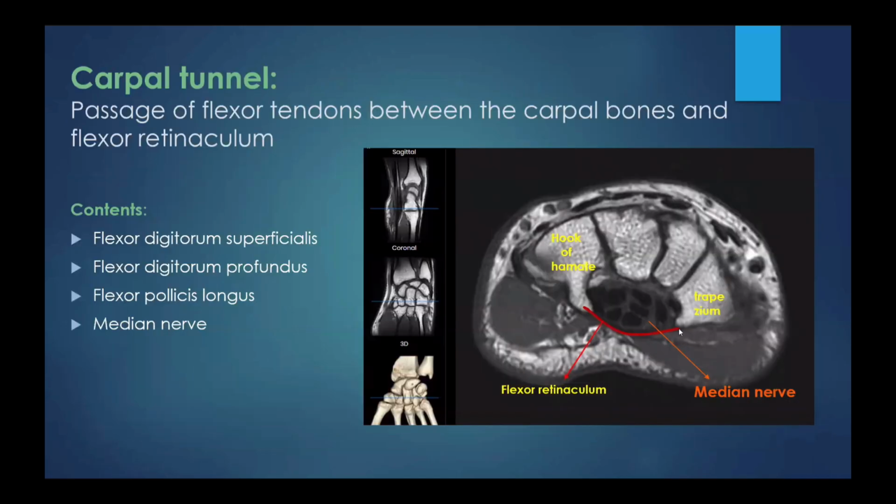The flexor retinaculum is shown here as a curvilinear red line. It extends from the tubercle of the trapezium toward the hook of hamate. And it contains the flexor tendons, which are flexor digitorum superficialis, flexor digitorum profundus, flexor pollicis longus, and the most important thing is the median nerve, shown in orange.